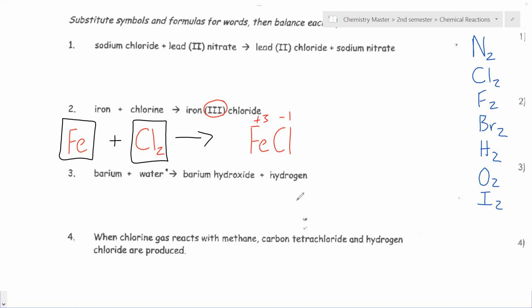Brandon, if I wanted this to be equal to 0, do I need more irons or more chlorine? And if so, how many? You can add some more irons or some more chlorines, but I need this to be equal to 0. Right now I got a +3 and a -1. What do you think?